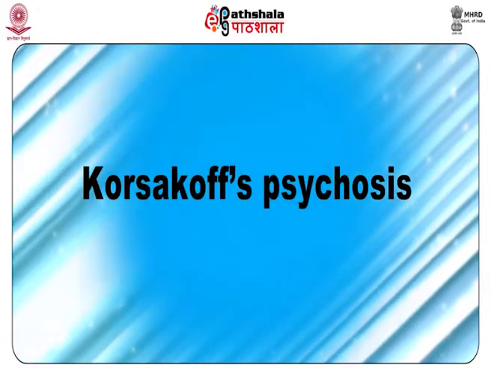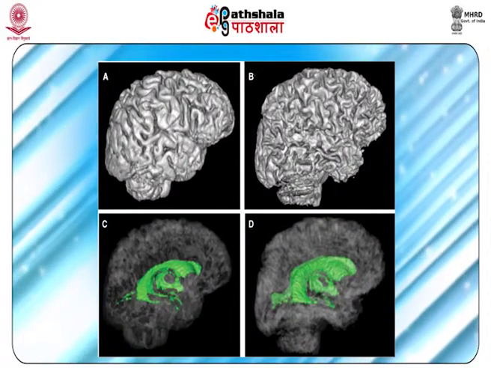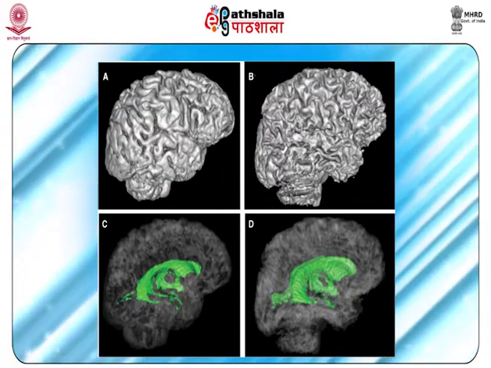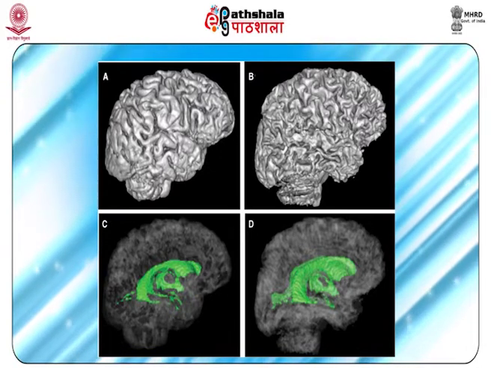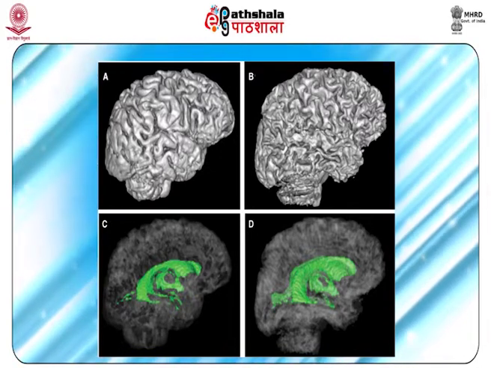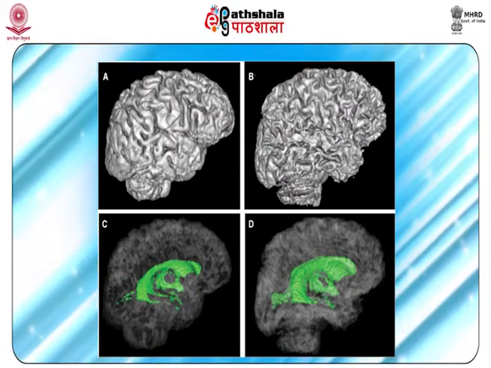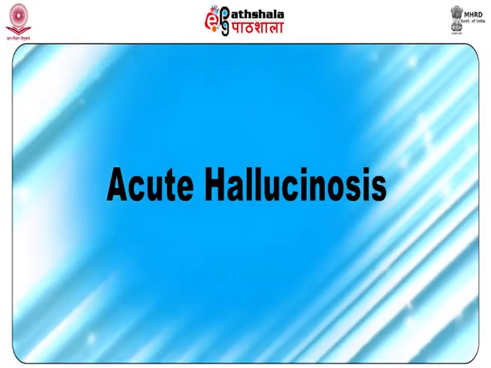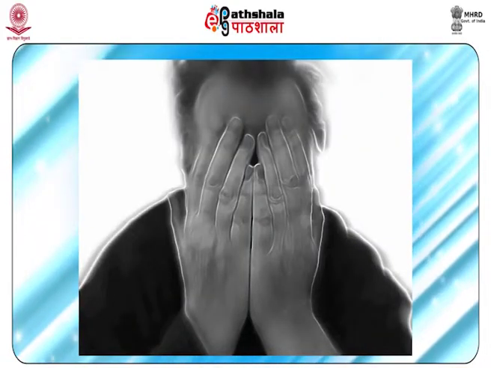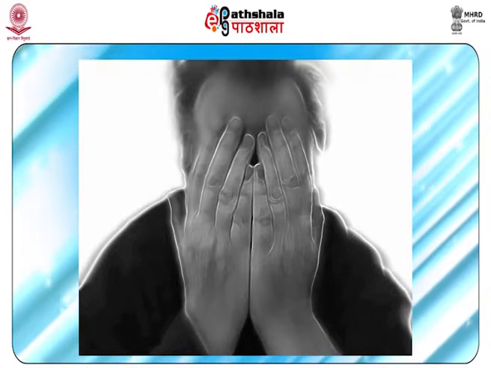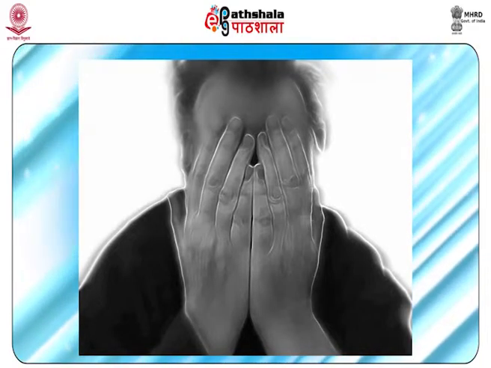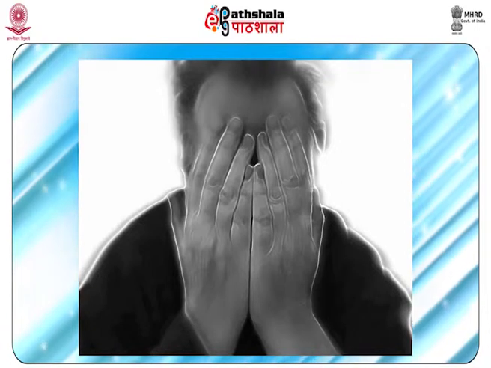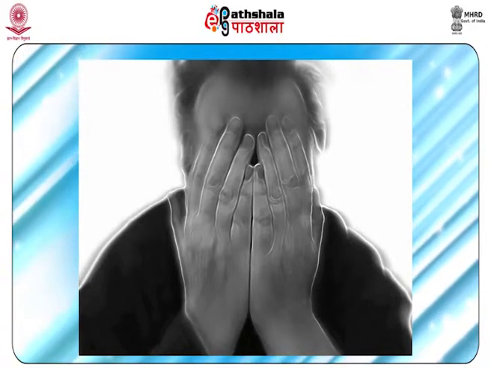Next is Korsakoff's psychosis. It is a syndrome characterized by disorientation, hallucinations, and multiple neuritis. The patient's memory for recent events is lost and he starts filling these gaps by confabulation. This state lasts from 1 month to 1 year. Lastly, acute hallucinosis. It is a state of hallucination, chiefly auditory, with systematic delusions of persecution. This stage may last from weeks to months. The patient may become homicidal or suicidal in response to his hallucinations.